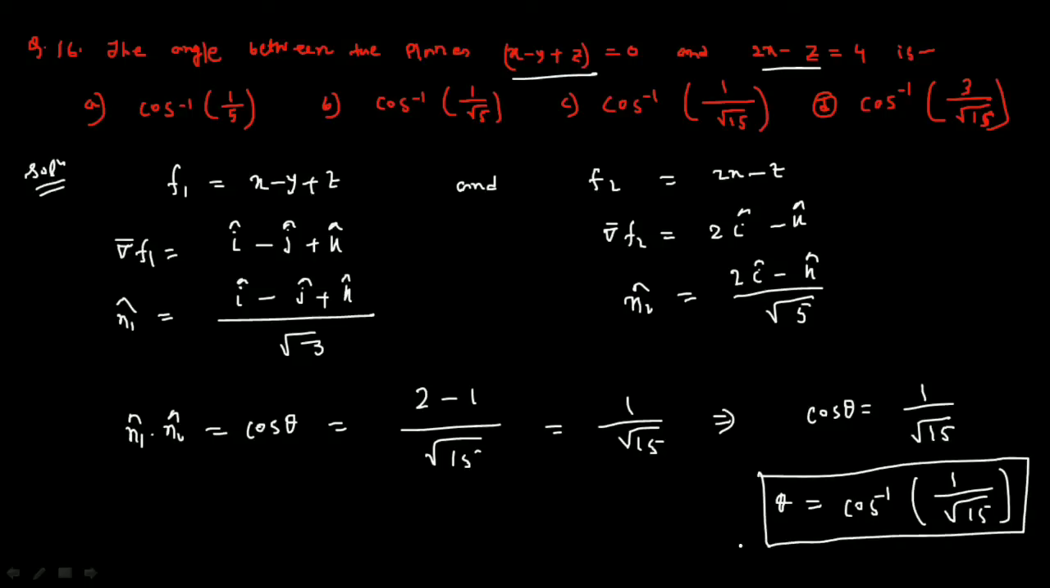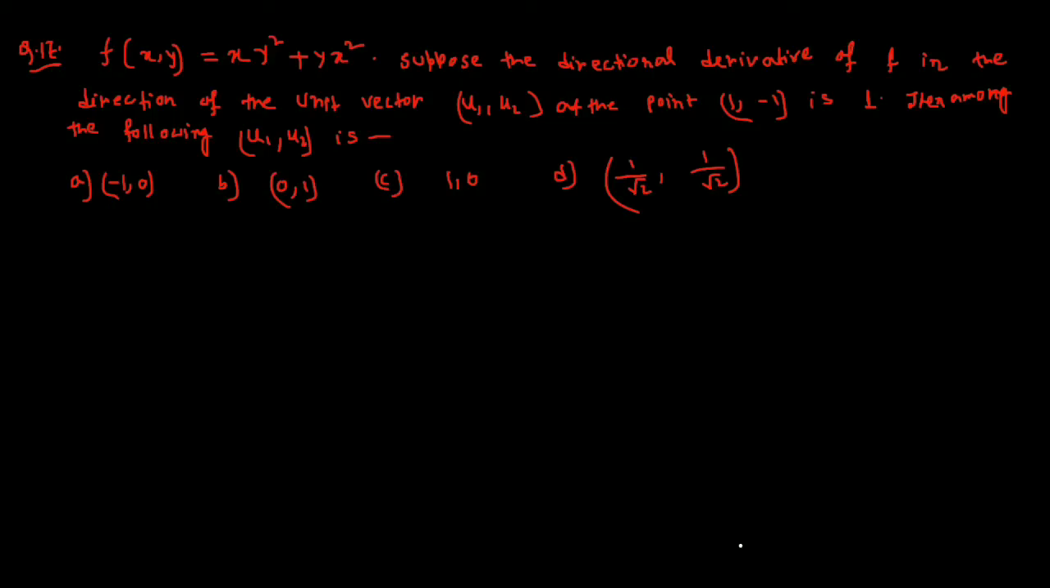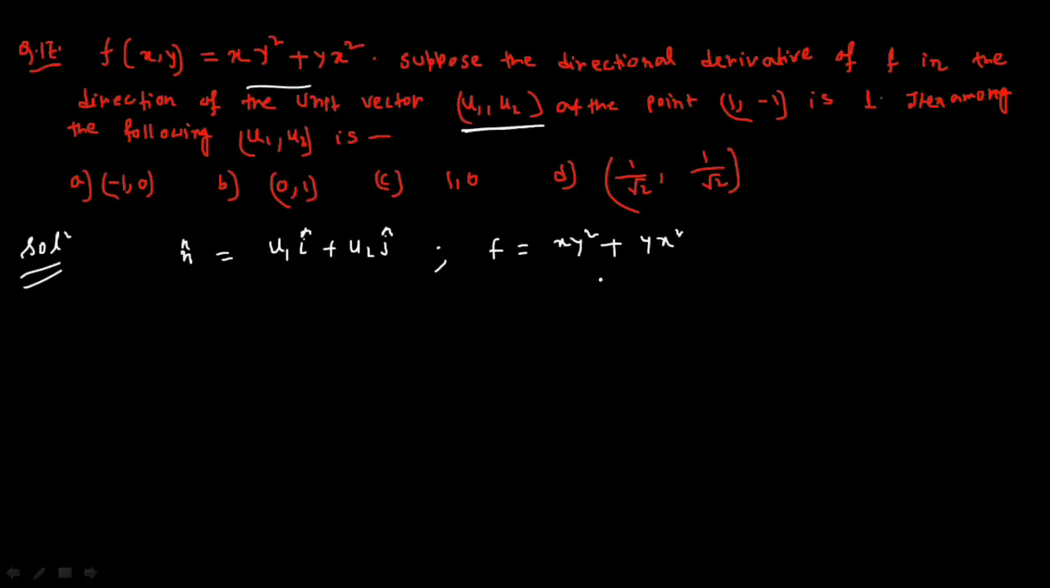Okay, so now let's move to the next question. Here what is given? The function f is given. Suppose the directional derivative of f in the direction of the unit vector u1, u2 is given at the point 1 comma minus 1. So here n cap is given as the unit vector u1, u2, that means u1 i cap plus u2 j cap, and f is given as x y square plus y x square. So you have to find the gradient of f.